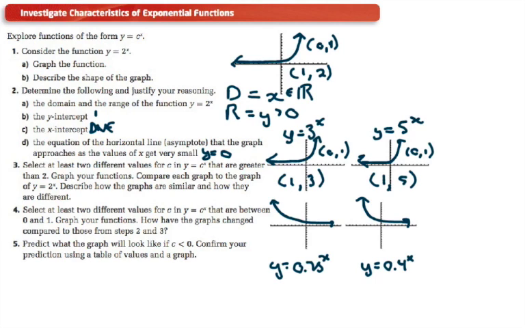All of these graphs will go through 0, 1, and they will also go through 1, c, c being whatever the base is. So 0.75 to the x will go through 1 comma 0.75, and 0.4 to the x will also go through 1 comma 0.4.